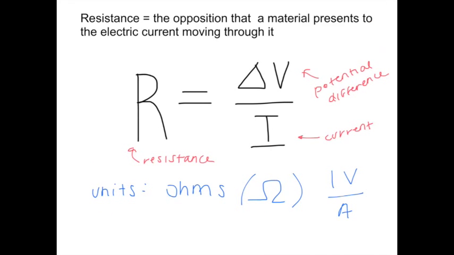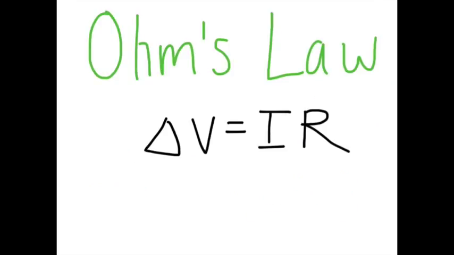As electric current moves through a substance, it often meets resistance, which is the opposition that that specific material presents to the electric current moving through it. So we write that resistance is equal to delta V, or potential difference, divided by current. So it's the ratio of potential difference to current. For resistance, the units are ohms, or omega, this Greek letter I've shown here, and 1 ohm is equal to 1 volt per ampere.